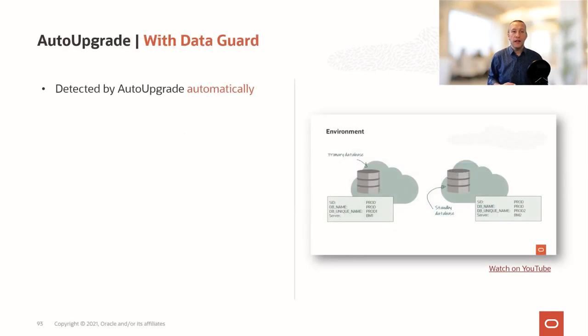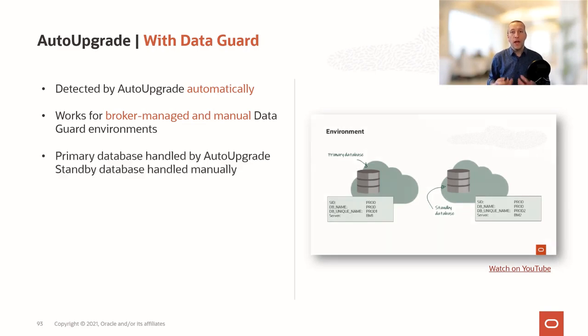If you have a DataGuard environment and you start an upgrade with AutoUpgrade, it'll automatically detect that this is a DataGuard setup. And it doesn't matter whether you configured your DataGuard environment manually or using the broker. Either way works fine for AutoUpgrade. Everything that has to happen on the primary database is taken care of by AutoUpgrade, whereas you as a DBA have to take care of the standby database.